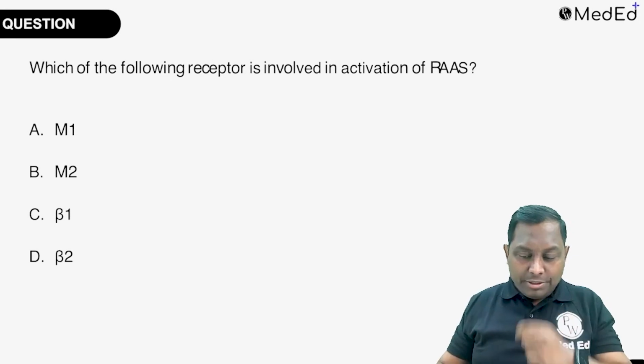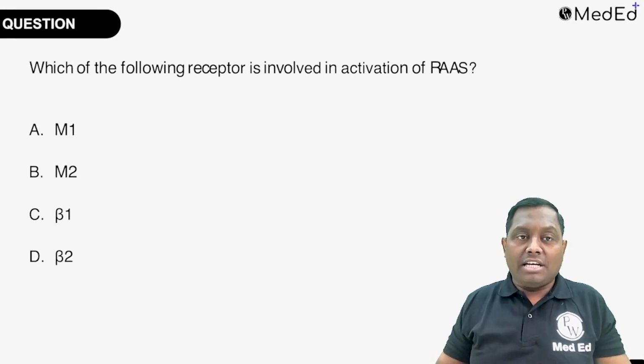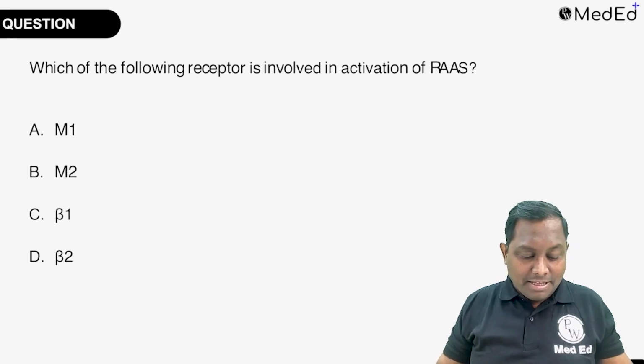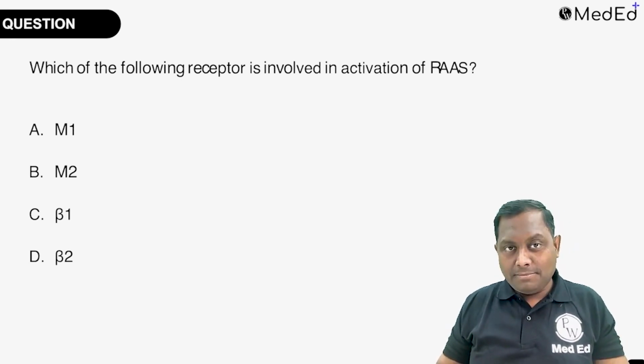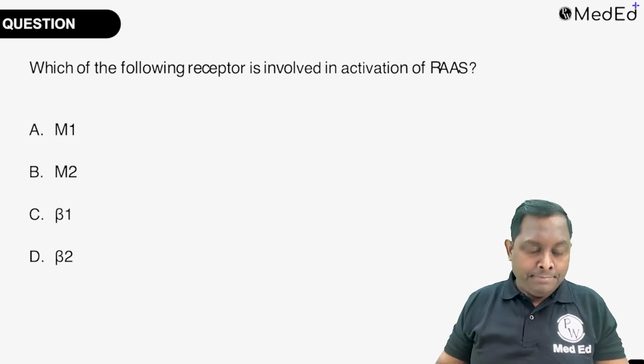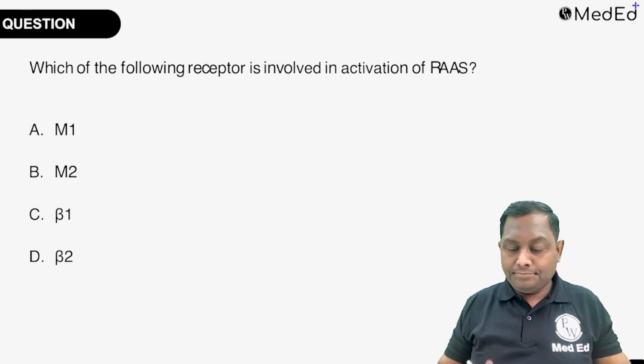Next is: which of the following receptors is involved in the activation of the RAS system? It is an ANS question. The RAS system is the renin angiotensin aldosterone system. The options are M1, M2, beta 1, beta 2. Please tell me, where does the activation of the RAS system happen?